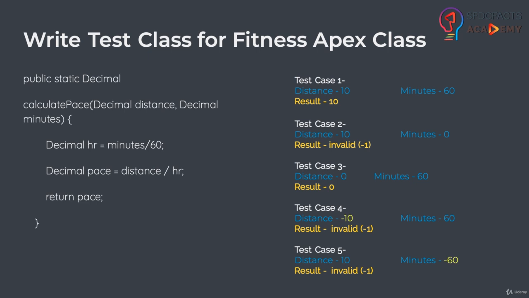Case 3 is when the distance is 0. In this case, the result should be 0. The fourth and fifth test cases are when either the distance is negative or the minutes is negative. In both cases, we should get -1 in our results. So these are the test cases that I came up with.